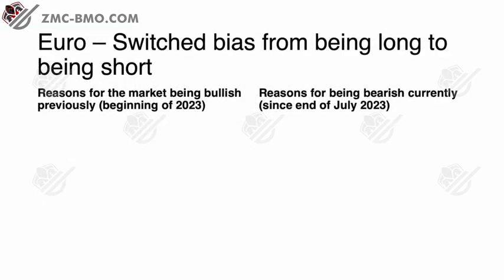So, for example, the euro switched bias from being long to being short. Of course, we were bullish. The euro markets were pretty bullish on the euro heading into 2023. And then since the end of July, we saw a fairly big turnaround in the directional bias. Why did that happen? We're going to look at the examples, and I've put them both side by side so you can see it from a visual perspective. So firstly, let's look at the reasons we were bullish the euro heading into 2023 and until July.